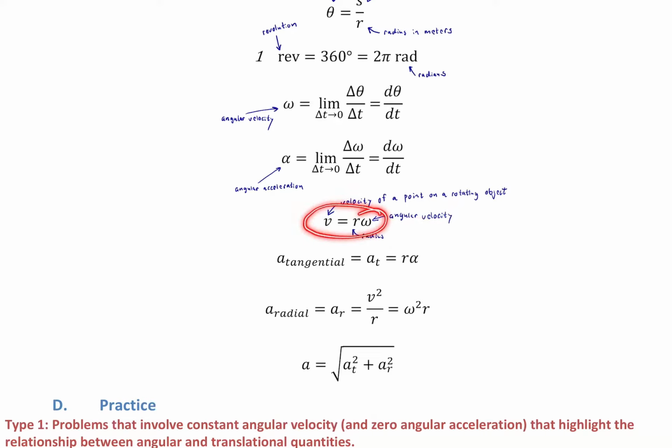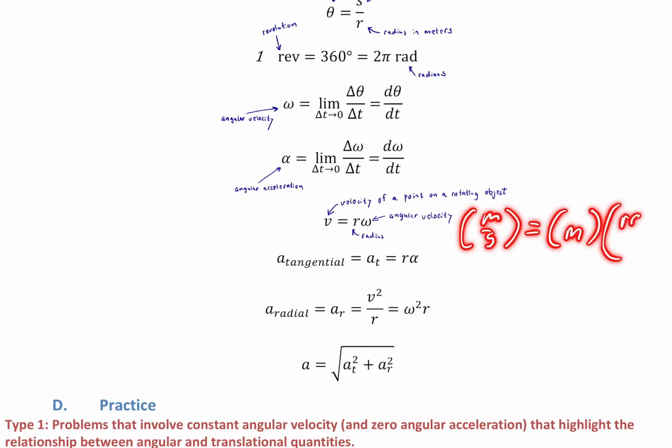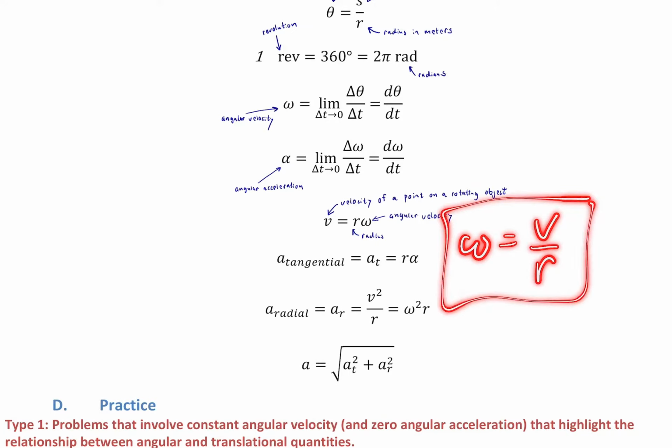So v equals r omega. Notice the units work out because it's meters per second, and then meters for the radius, and then radians per second. Well, radians aren't a unit, so then we're just left with meters per second on both sides. So v equals r omega. Likewise, omega equals v over r. We'll use that a lot.